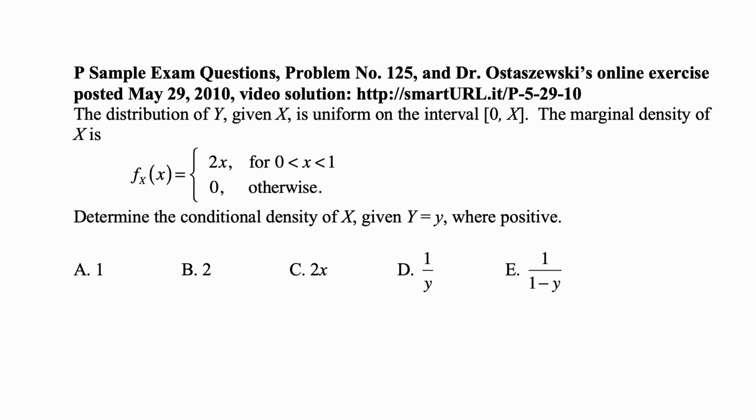Here's the problem for today for exam P. The distribution of Y given X is uniform on the interval from 0 to x. The marginal density of X is f sub X of x equal to 2x for x between 0 and 1, and 0 otherwise. Determine the conditional density of X given that Y is equal to y, lowercase y, where positive.